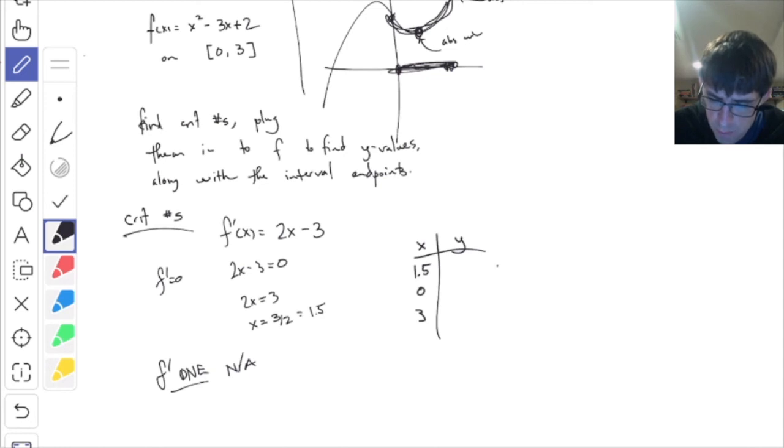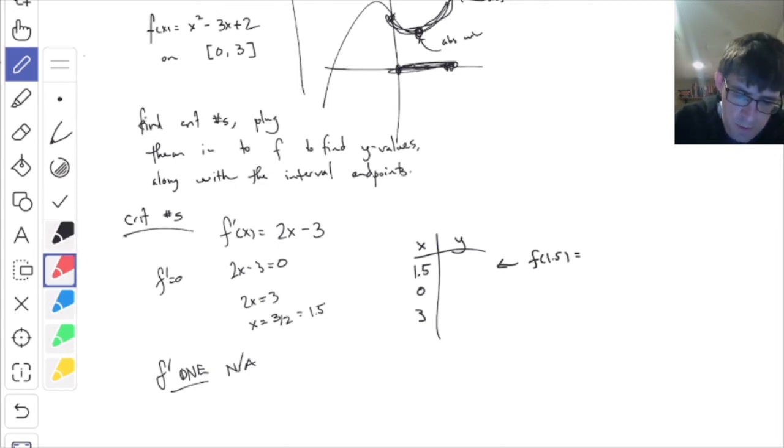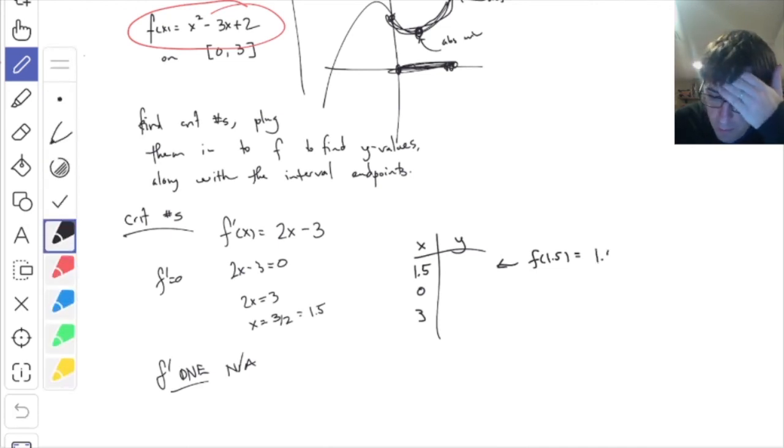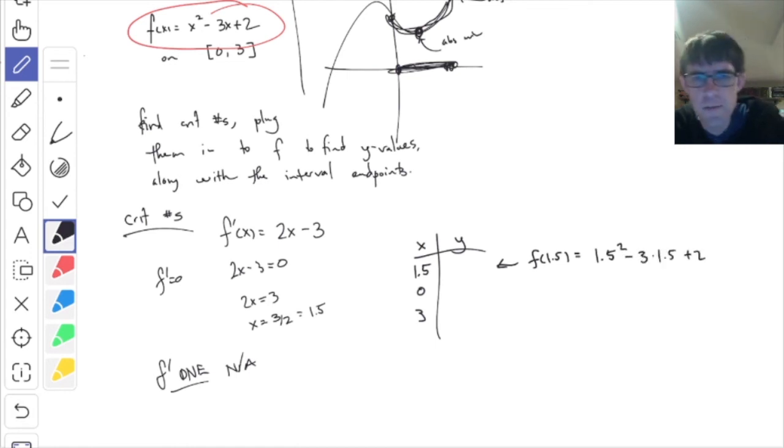So for the first one, I do f of 1.5. This would be using the original function up here. F of 1.5, that's 1.5 squared minus 3 times 1.5 plus 2. Can I use my calculator for that too? I don't know what 1.5 squared is. 1.5 squared is 2.25. And then I go minus 4.5, and then I go plus 2. Negative 0.25. All right, so that goes in my chart right here. The y value there is negative 0.25.